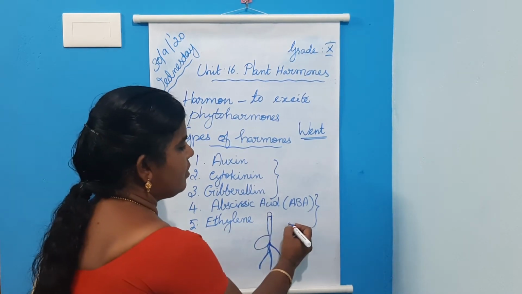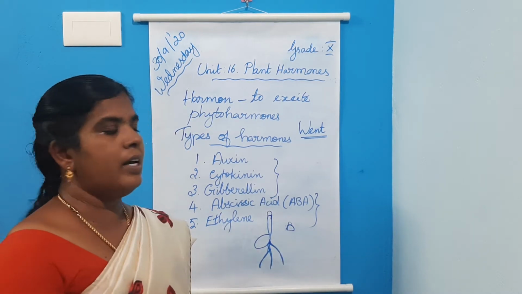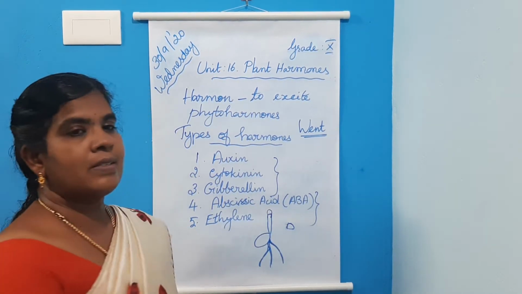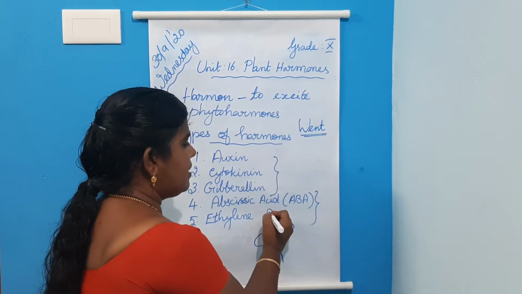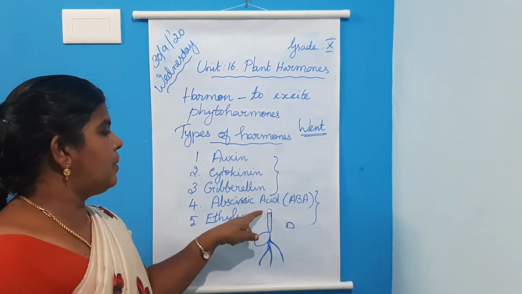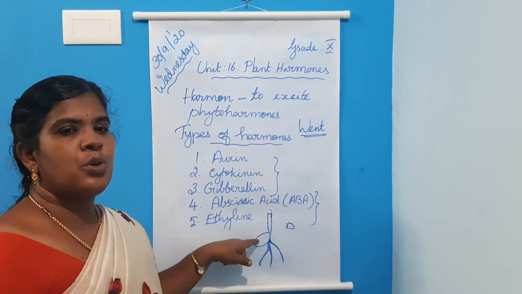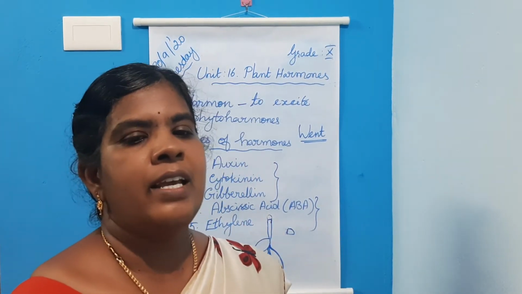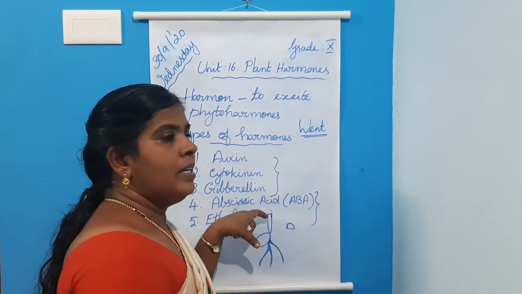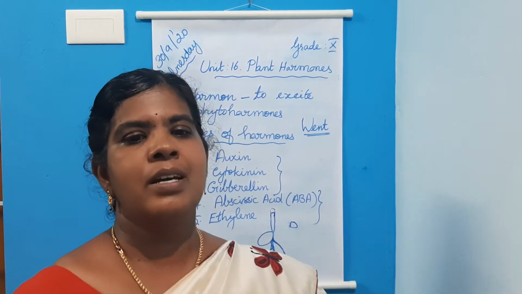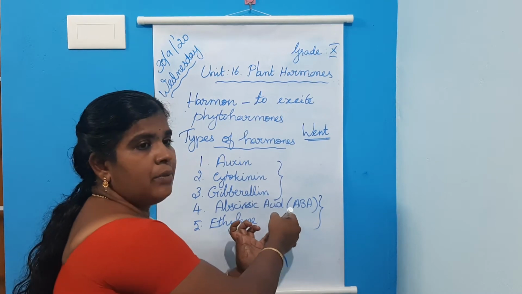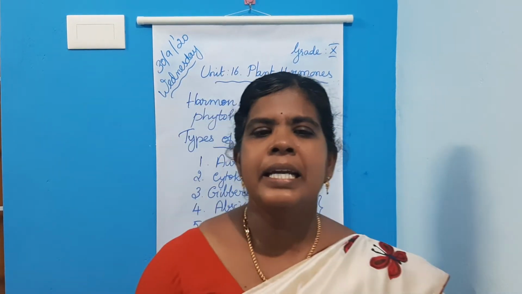In the third experiment, he placed the detached coleoptile tip on the agar block. After 1 hour, he removed this coleoptile tip and placed the agar block over the cut end of the coleoptile. This plant shows growth. So from this experiment, he concluded that a chemical diffusing from the tip of the coleoptile into the cut end is responsible for growth, and he named it auxin.